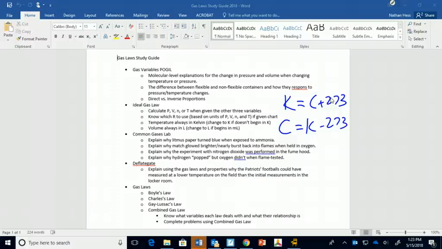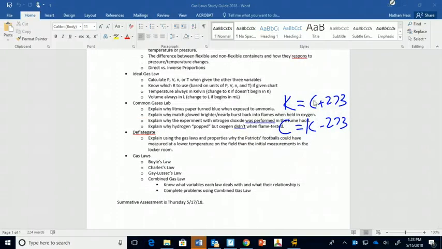Deflategate, we spent some good time talking about that. All I really want you to be able to do, you don't have to give me super tons of details, but all I want you to be able to tell me as far as Deflategate goes is, can you use the gas laws? Can you talk about how pressure and temperature affect the volume? I hope you can, right? As temperature goes down, pressure goes down, right? Volume goes down. As pressure goes down, volume goes down as well, right?